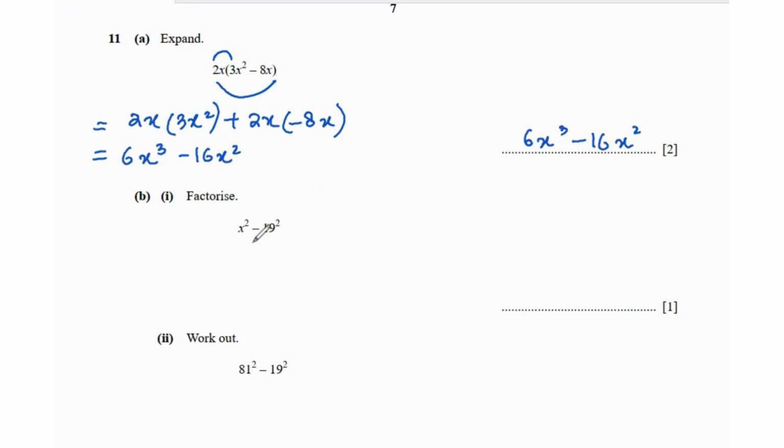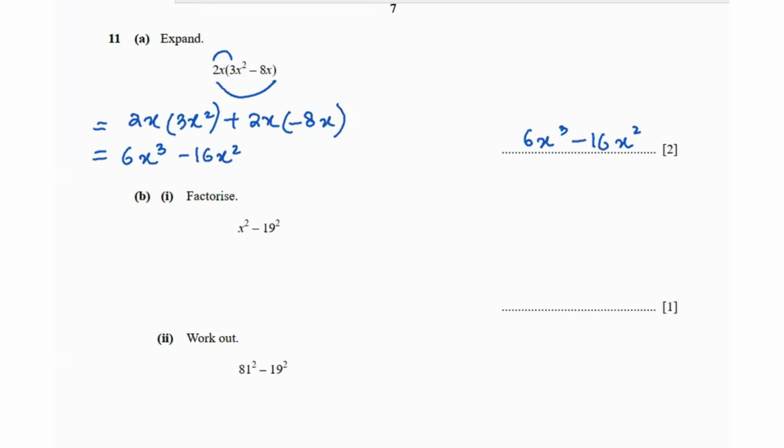Part B says factorize. Now, expansion is the opposite of factorization. Now they're asking us to convert this expression in terms of brackets. So we first need to see whether there's a highest common factor between x squared and 19 squared. X and 19 don't come in the same times table, which means we cannot factorize it like that.